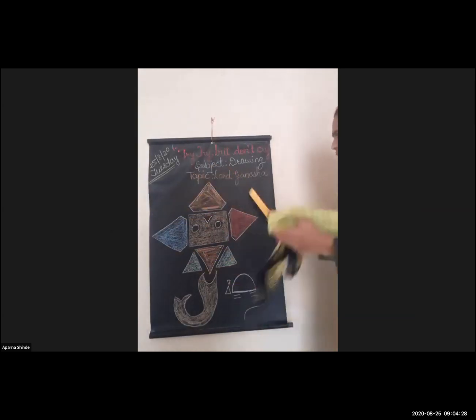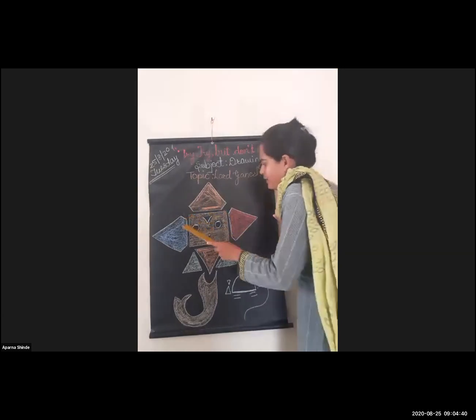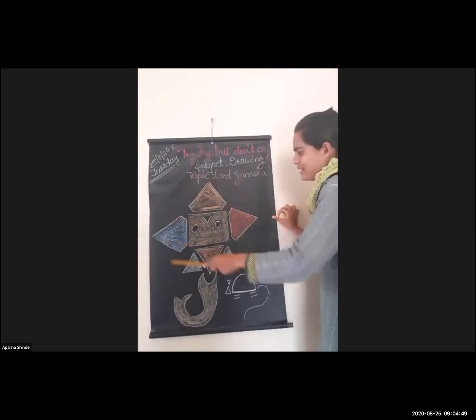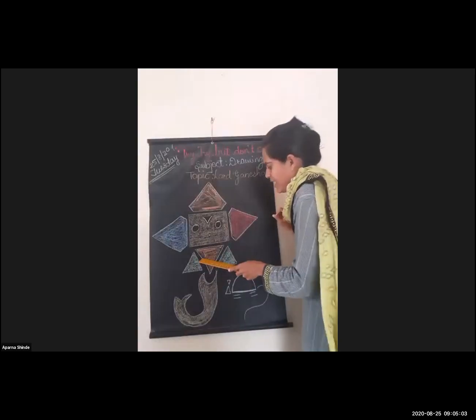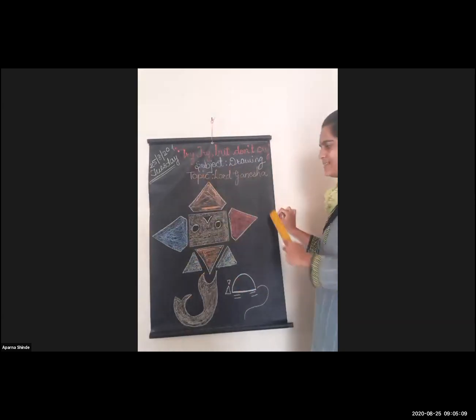With the help of the basic shapes, we have drawn a picture of Lord Ganesha. Here we have drawn a vertical line. Then we have drawn a horizontal line and vertical line. Here we have drawn slanting line. This is also a slanting line. How many slanting lines are there? Now we will count. 1, 3, 4, 5, 6, 7, 8, 9, 10, 11, and 12. 12 slanting lines are there.